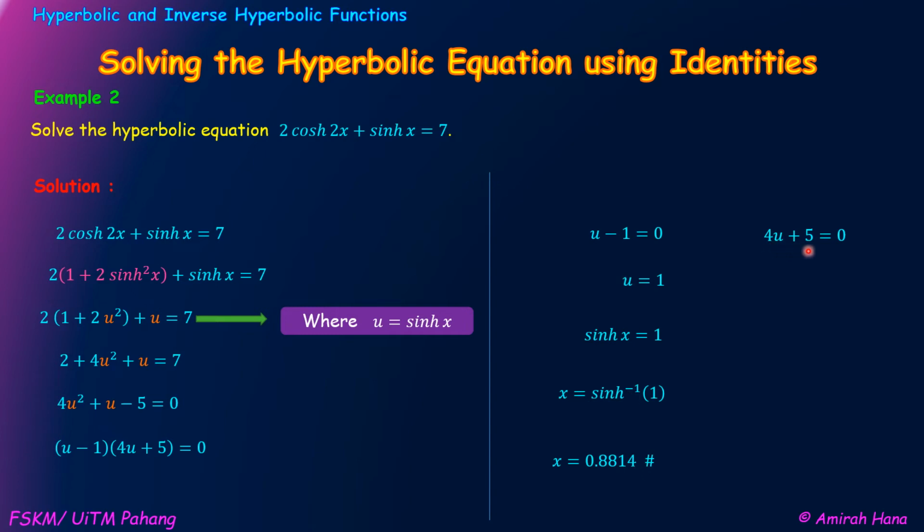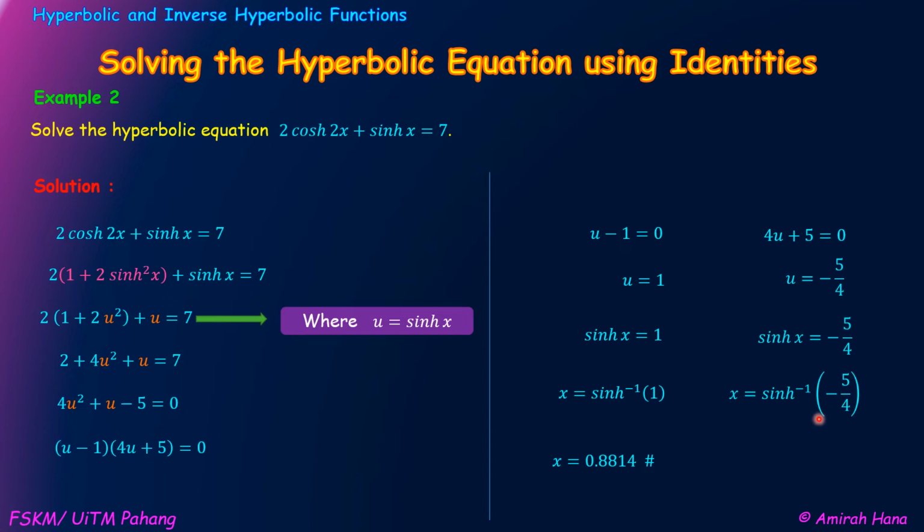From 4u plus 5 equals 0, after we solve for u, we got u equals negative 5 over 4. Since u equals sinh x, we can replace back, so now we have sinh x equals negative 5 over 4. To find x, we move sinh to the right hand side, so we got inverse sinh. After that, we can write x equals inverse sinh of negative 5 over 4.